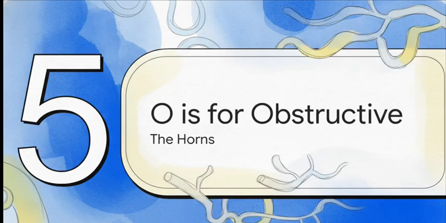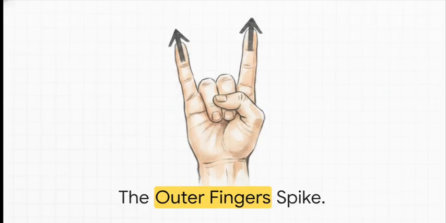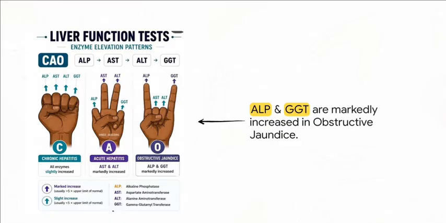Section 5, O, is for obstructive, the horns. Okay, the rule here is the outer finger spike. And what is so incredibly elegant about this whole system is that the pattern for obstructive jaundice is the exact physical inverse of the acute pattern we literally just learned. Instead of the inside spiking, it's the outside. Go ahead and make the rock-on horns gesture. You're raising your pointer finger and your pinky finger, right?